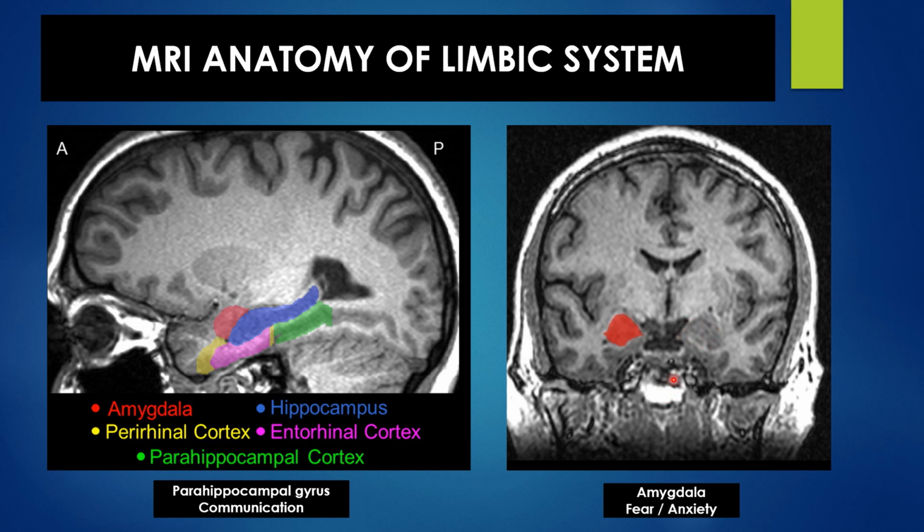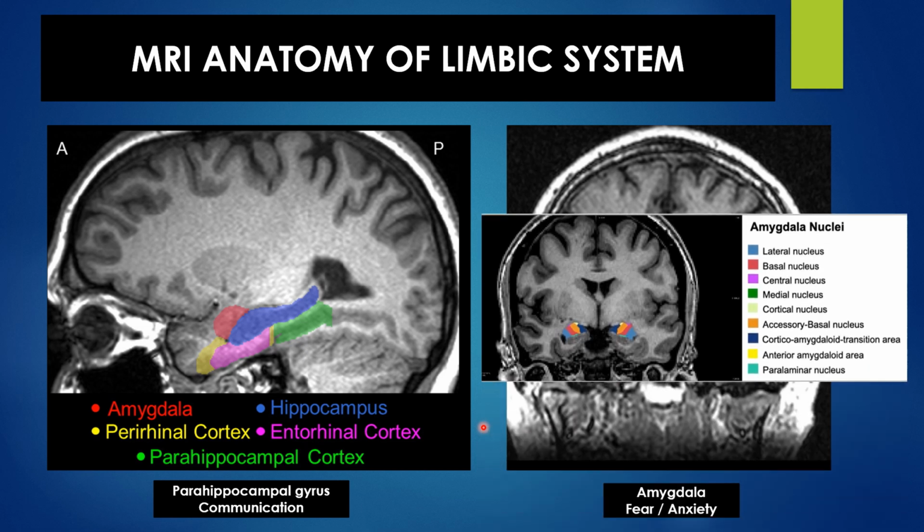See, now we have reached the level of the sphenoidal sinus. So here, whatever gray matter you are able to see is the amygdala, which deals with fear and anxiety. Parahippocampal cortex we already saw as communication. To complicate things further, there are multiple nuclei which are seen in the amygdala. If you don't have anything better, then you can remember this list of structures also.